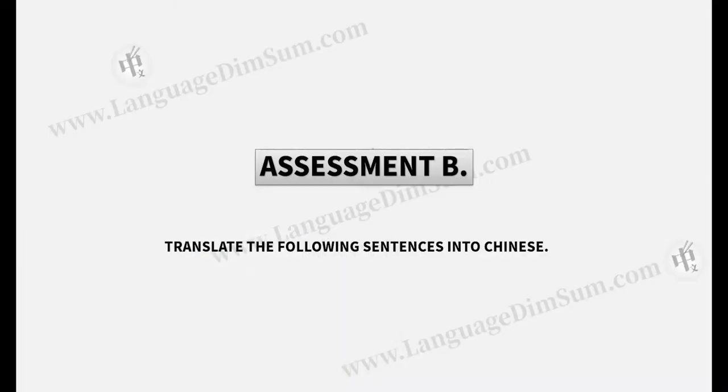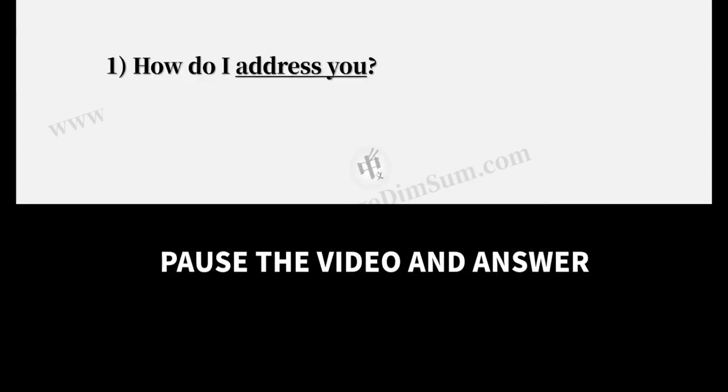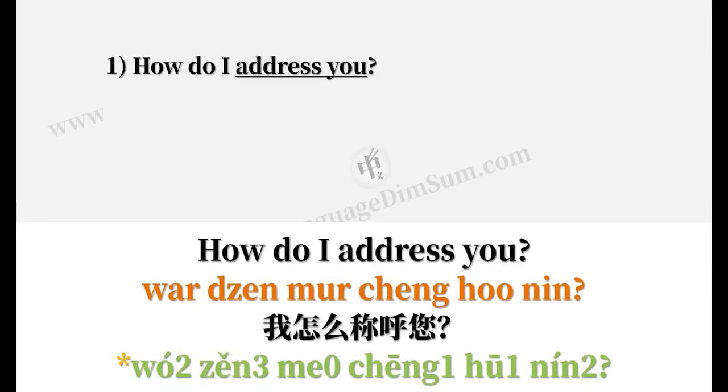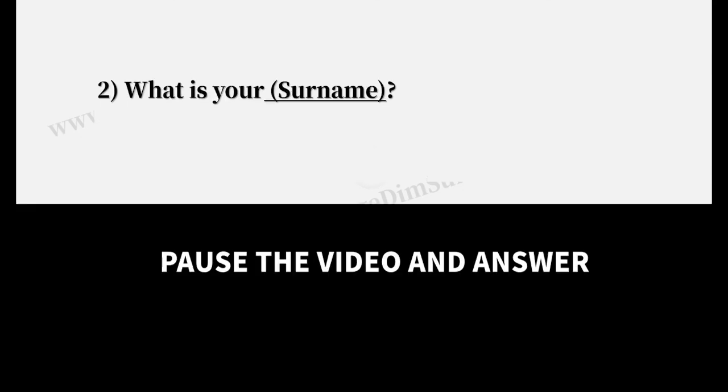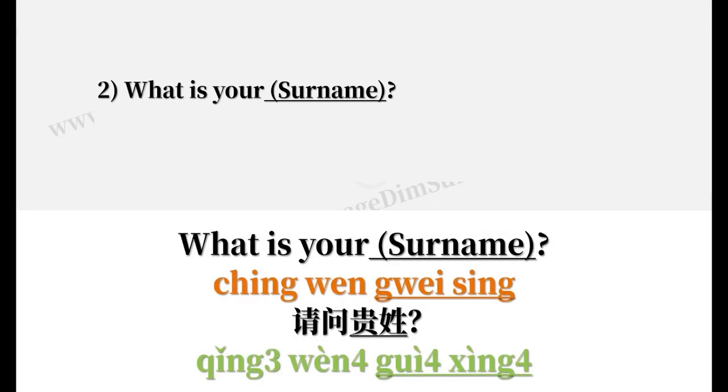Assessment B. Translate the following sentences into Chinese. Are you ready? Let us begin. How do I address you? 我怎么称呼您? How do I address you? What is your surname? 请问贵姓? What is your surname?